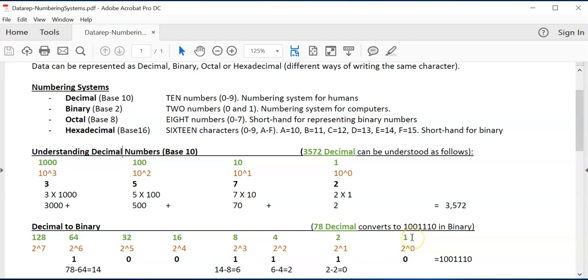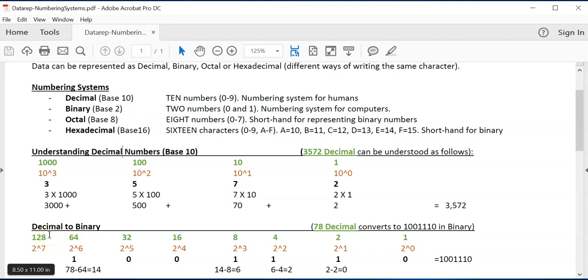So what does that really mean? 2 to the 0, anything to the power of 0 is 1, so we get a 1 here. 2 to the power of 1 is 2. 2 to the power of 2 is 4. So you see what's happening? 1, you double that, 2, double that, 4, double 8, double 16, 32, 64, 128.